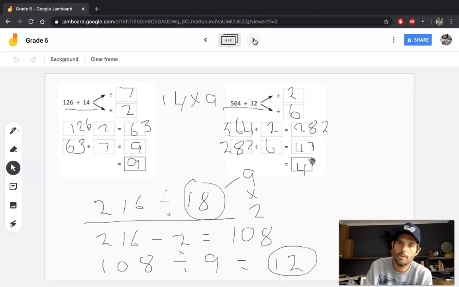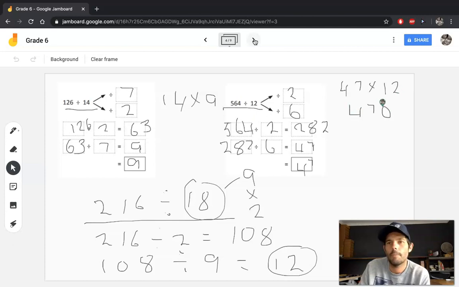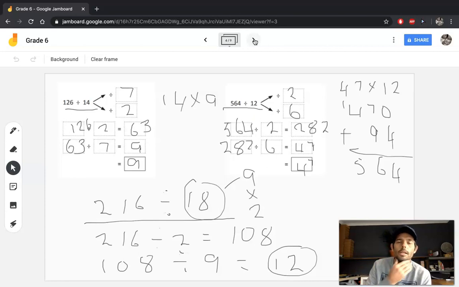And again, it's a good idea to check and to turn checking into a really good habit. If I said 47 multiplied by 12, I can go 47 multiplied by 10 is 470, and 47 multiplied by 2 is going to be 94. And if I add those in a normal column method, I get my original number of 564.